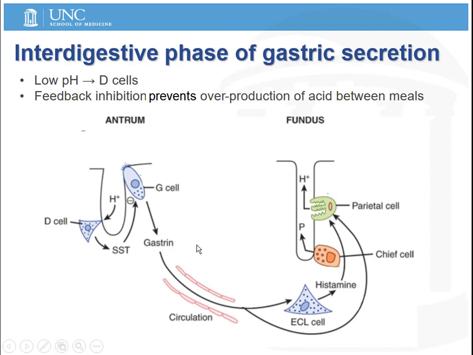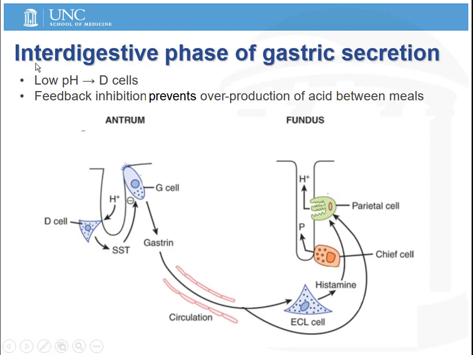So in this image, there's a gland here in the fundus of the stomach that contains the acid-secreting parietal cells, the pepsinogen-secreting chief cells, as well as histamine-secreting ECL cells in the mucosa just outside the epithelial layer. There's also a gland in the gastric antrum that lacks parietal cells but contains regulatory cells, the gastrin-secreting G cells and the somatostatin-secreting D cells.